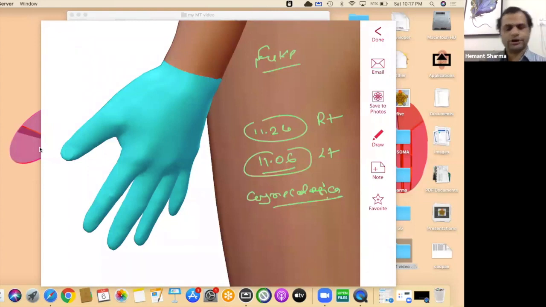I have shown only 2 points, and these 2 points together are called 11.24. So 11.24 is the 2-point unit. One other point, that is 11.06, I will show you tomorrow. So if I put the Fuke point in the left hand, I have to put the 11.06 point in the other hand.